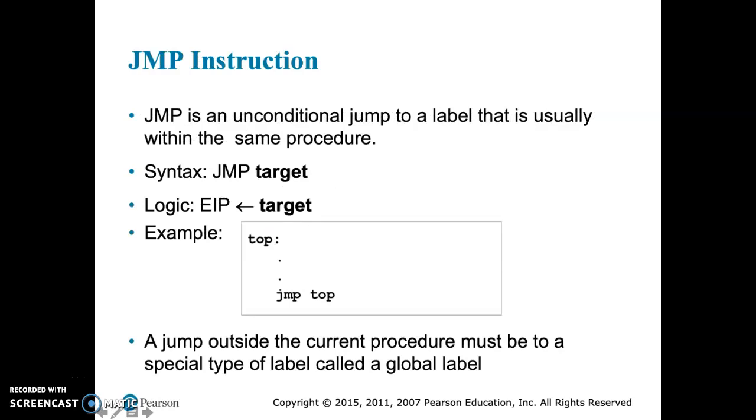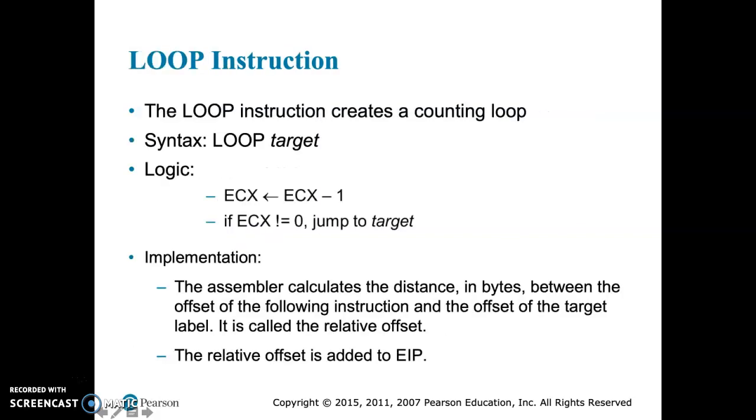Next, we're going to talk about jumping and looping. First of all, we have the jump. This is the simpler of the two. It's an unconditional jump to a label, usually in the same procedure. So essentially, the syntax is JMP and then the target. And what's going to happen is the instruction pointer is going to move to that location in the code. The caveat being we need to make sure that generally we're in the same procedure in order to do the jump. If we want to do a jump to another procedure, we need to use a global label, which we have learned about earlier. A loop is a conditional jump.